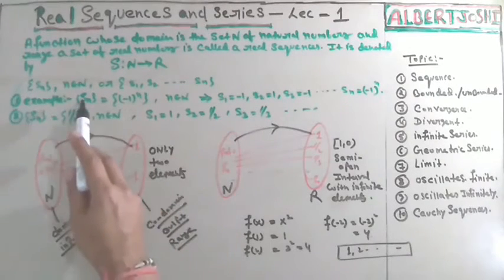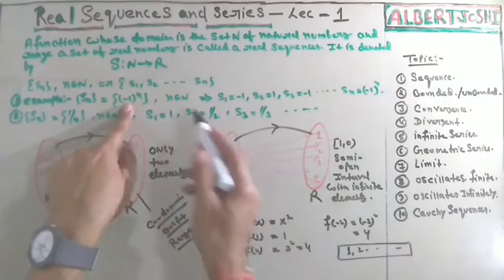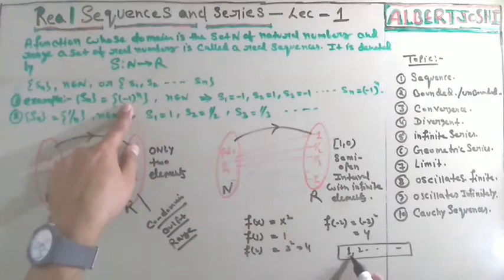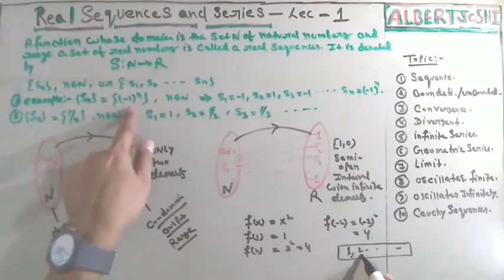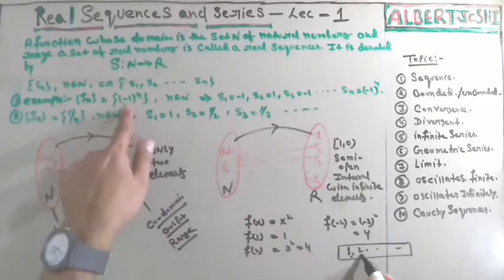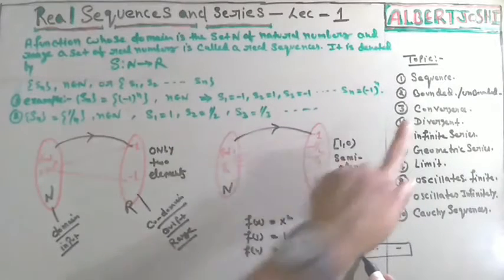The first example we have taken: Sn = (-1)^n. Now you can see that if you put different values for n, for n = 1 you get minus 1. For n = 2, (-1) squared is plus 1, so S2 = 1. For (-1) to the power 3, this is again minus 1, and so on to infinity.